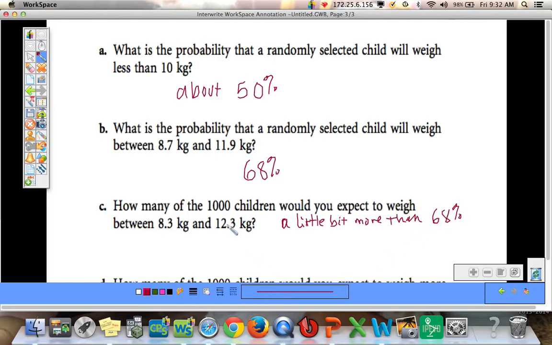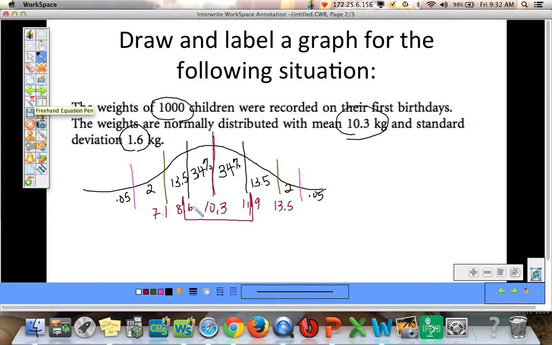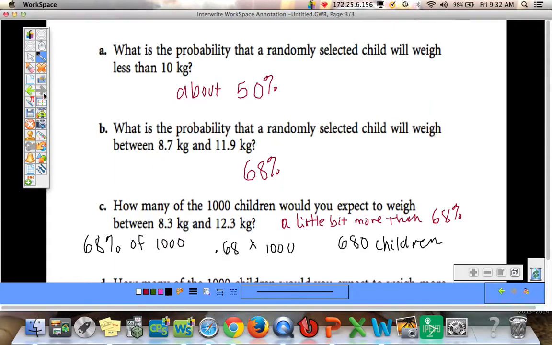So if we want to find 68% of 1,000, in class we've talked about this before, "of" usually means multiply in math. So 68% of 1,000, we're going to take 0.68 and multiply it by 1,000, and we'll get about 680 children within that region. It's a little bit more, so you can say a little bit more than 680 children because we went a little to the left and a little to the right. We don't know how much more, but that's a good estimate. A little bit more than 680 children.